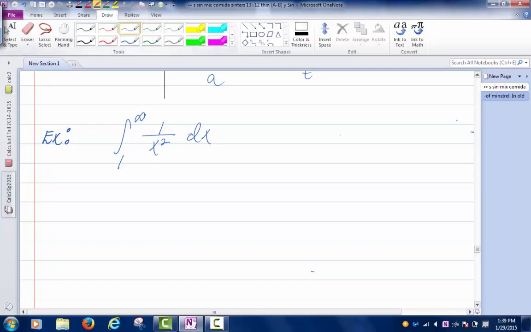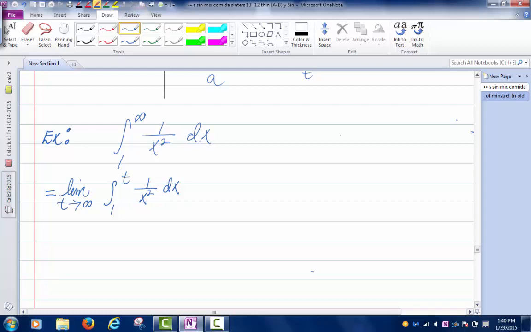So let's look at the integral from 1 to infinity of 1 over x squared dx. Can you tell me what this is, by definition? By definition, I'm going to take the integral from 1 to t of 1 over x squared dx, and then I'm going to take the limit as t goes to infinity.